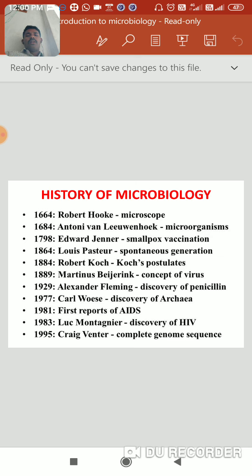These are some of the inventions and milestones in microbiology. In 1664, Robert Hooke invented the microscope, and in 1684, Antony van Leeuwenhoek discovered microbes. In 1798, Edward Jenner invented the smallpox vaccine. In 1864, Louis Pasteur disproved the principle of spontaneous generation. In 1889, Beijerinck proposed the concept of virus.